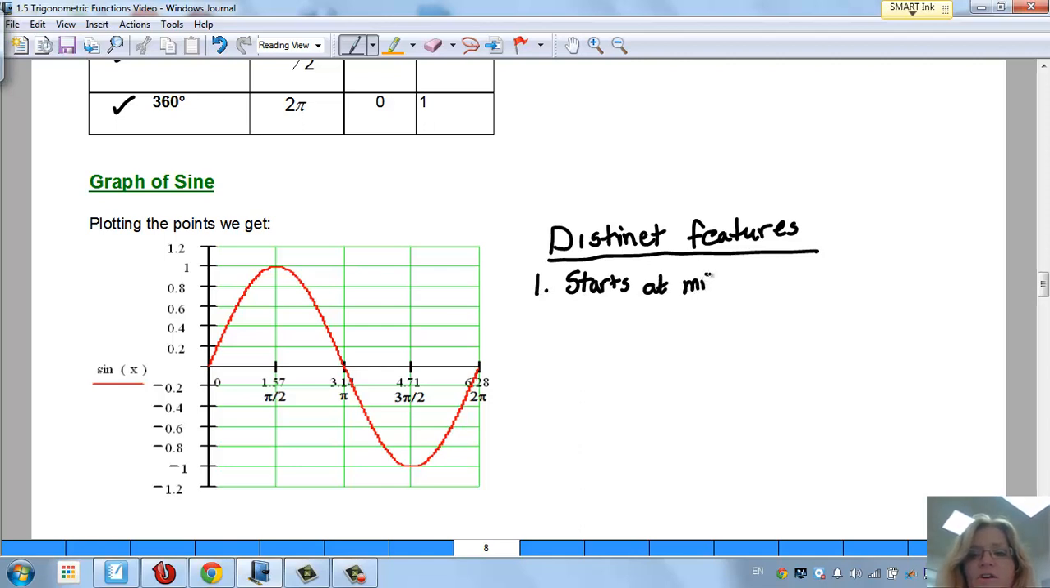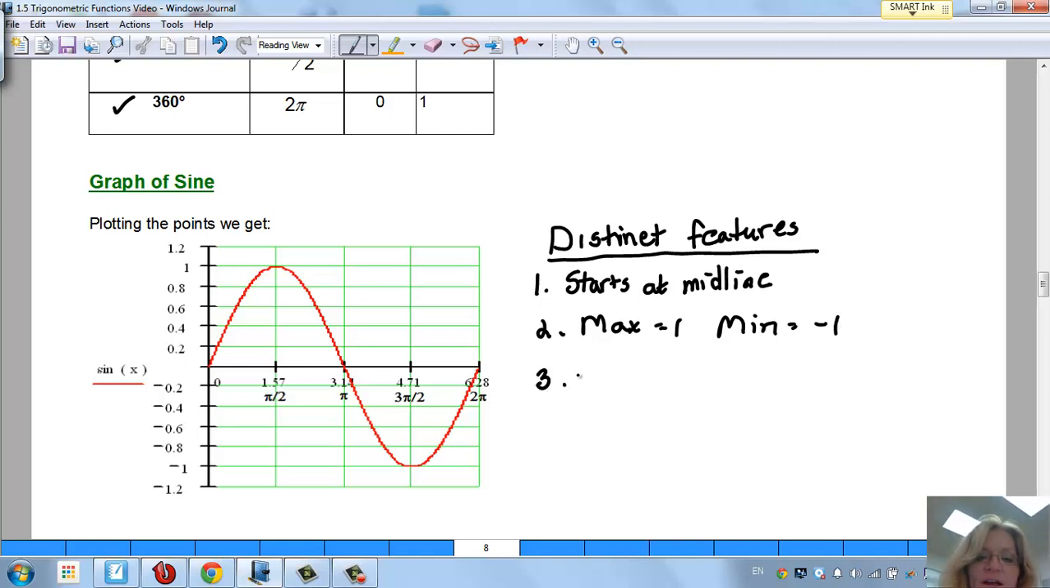So it's going to start at the halfway point no matter what. All right, so sine starts at midline. The max of this graph is 1. The min, or the minimum of this graph, is -1. So that's the lowest it goes, unless we move it around, but that's a basic one.